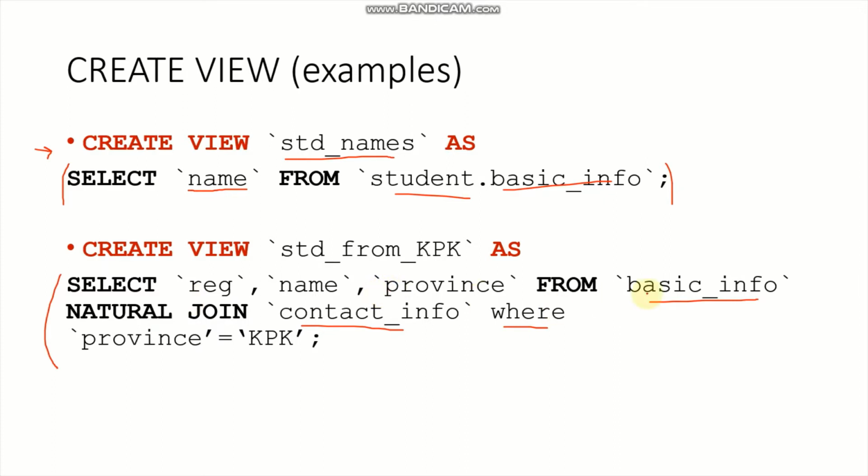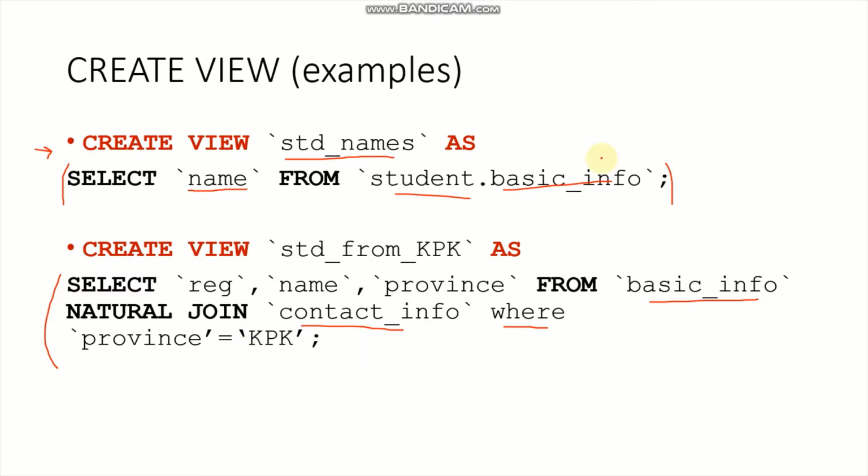The first table is basic_info, the second table is contact_info. These both tables are connected. They might have registration number in common, and we also put a condition with the where clause that the province must be KPK. There might be students from other provinces, so the result will give us the registration number, name, and province from these two tables, and the province must be KPK.